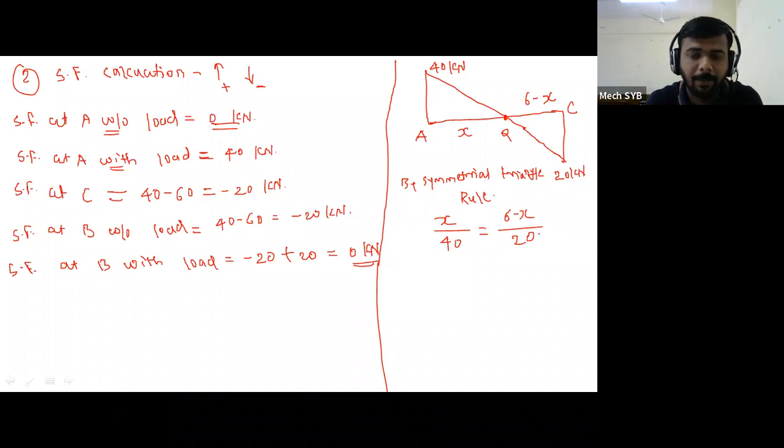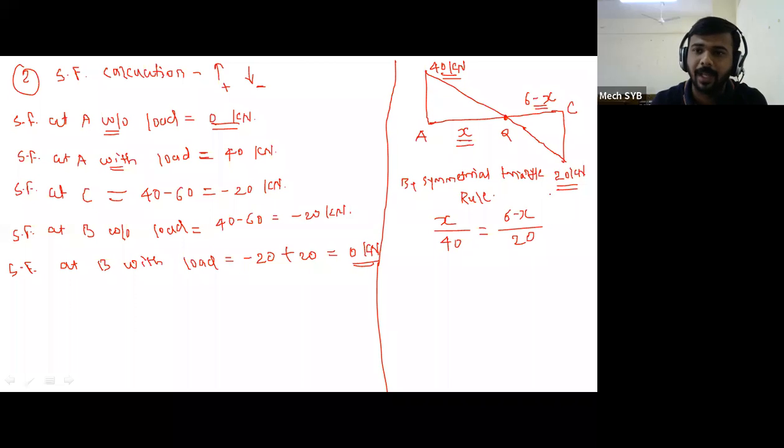What I have done by applying the symmetrical triangle rule: this unknown distance x divided by 40 kilonewton, and the remaining distance 6 minus x divided by 20 kilonewton. Like that we have to apply the symmetrical triangle rule.